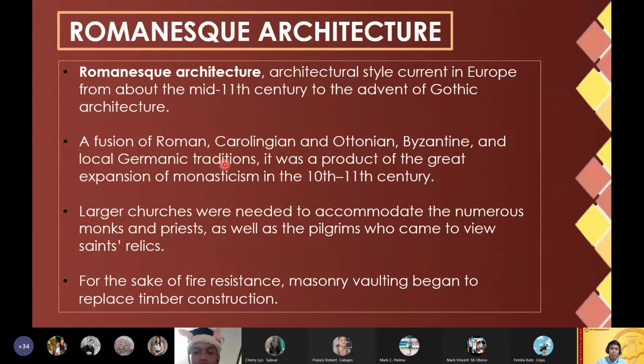here in Romanesque architecture. So larger churches were needed to accommodate the numerous monks and priests, as well as the pilgrims who came to view saints' relics. So this time, naa nay mga rebolto or kanang mga statues this time around the Romanesque. During the early Christian and partly in Byzantine, what they do is paintings, murals, frescoes, and so on and so forth. So this time around, naa nay mga saints' relics or statues. So they need larger churches.